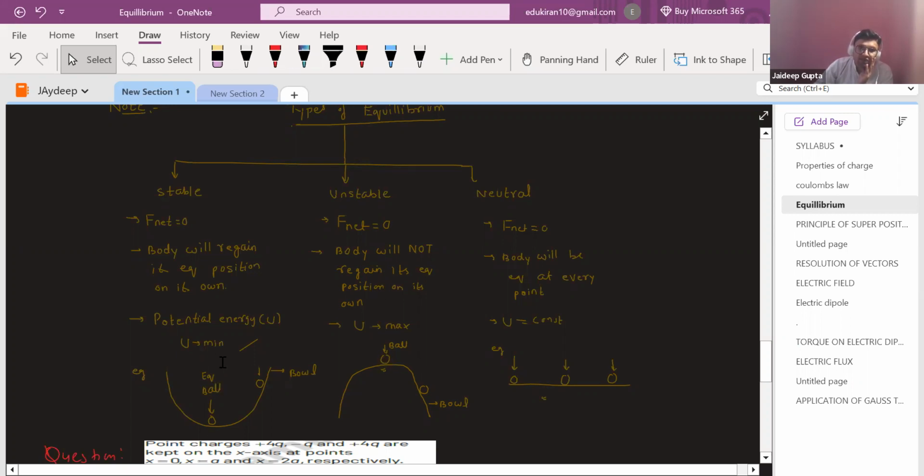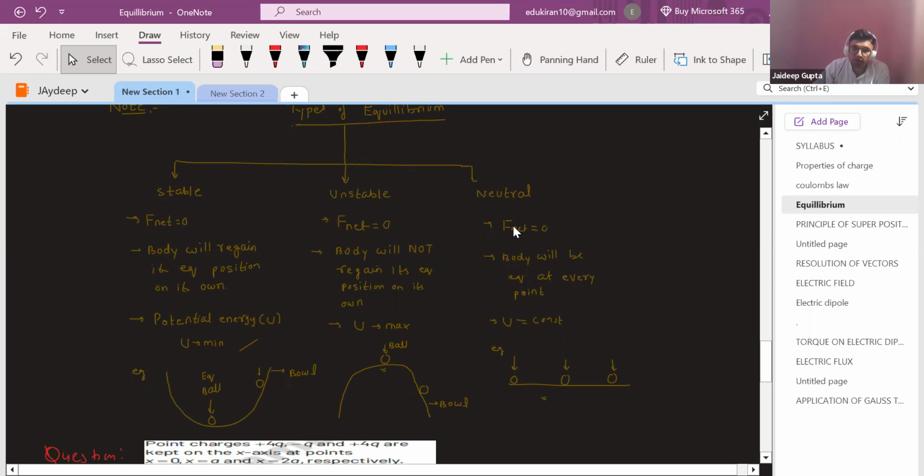In case of stable equilibrium, the potential energy is minimum. And in case of unstable equilibrium, the potential energy is maximum. Because if you compare, let this be a reference point, so height is 0, and at this point the height is much greater than this. So this is unstable. In unstable equilibrium, potential energy is maximum. In stable equilibrium, potential energy is minimum.